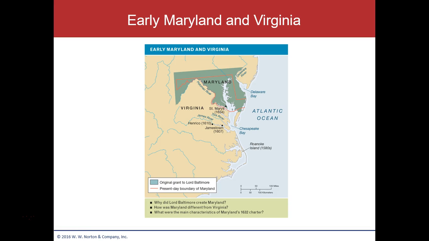Okay, so this is a map of Maryland. You can see where it's located right above Virginia, on the Potomac River. So right here. And Jamestown is down here on the James River. So it's a little bit of a distance away, especially in the 1600s.